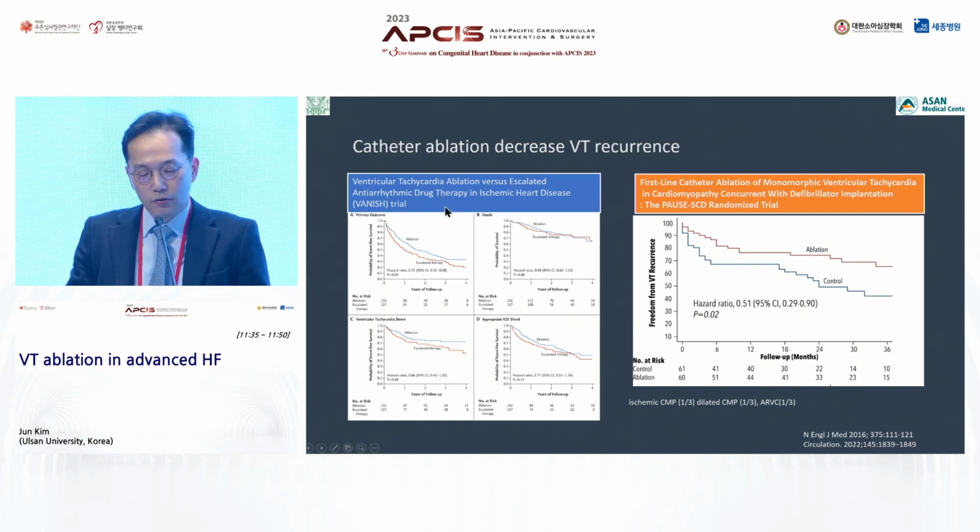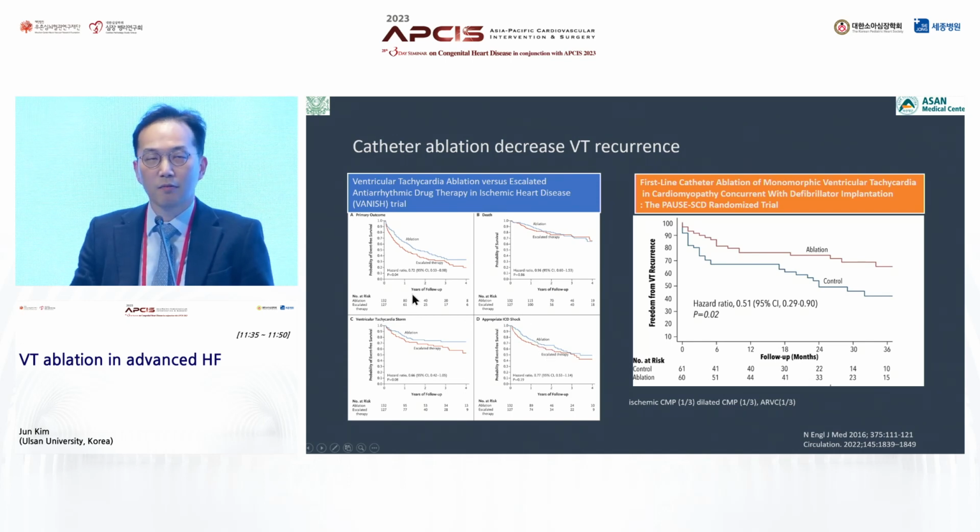And as you know, the VANISH trial shows that for cath ablation in a patient with ICD and prior MI and a VT event, the cath ablation decreased the VT recurrence and decreased appropriate ICD shock, and the cath ablation does not increase the mortality rate compared to escalated therapy.